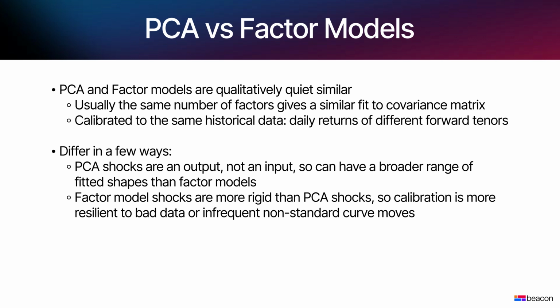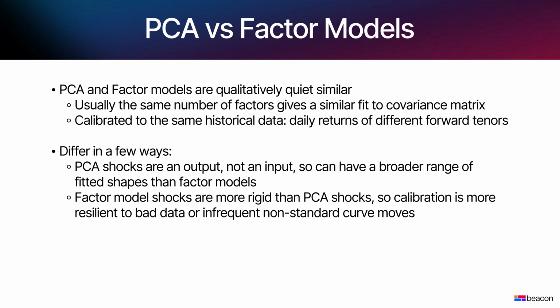In PCA, the shape of the shocks is an output, whereas for factor models, it's an input, like maybe an exponentially decaying shock. What that means is that PCA is more flexible in terms of the kinds of shocks that it can represent. It can match more complex shaped shocks than factor models can.